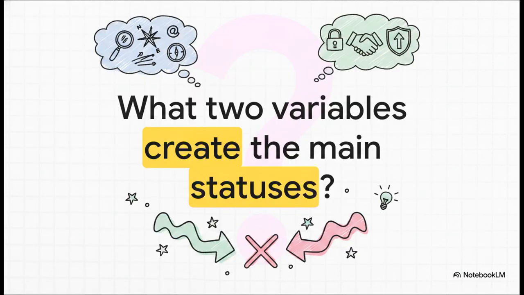Let's do a quick knowledge check to keep our brains fired up. Remember, the specific intersection of these concepts is what gives us our answers. So, what are those two primary variables? Go ahead, say them out loud if you can. Yep, you got it. Exploration and commitment. See, you've already got the foundation down.